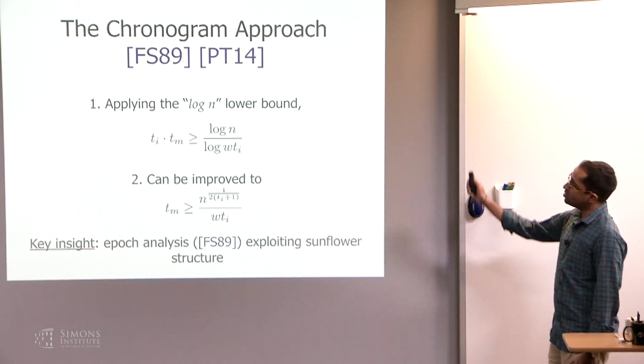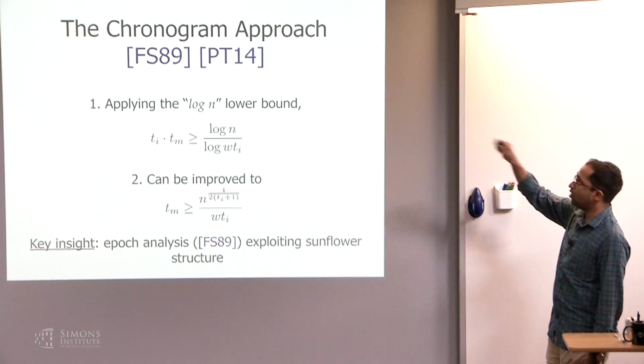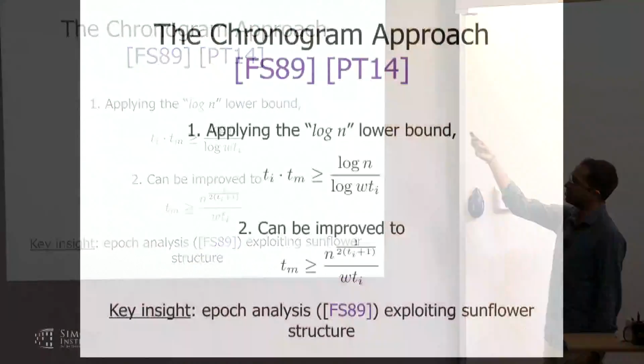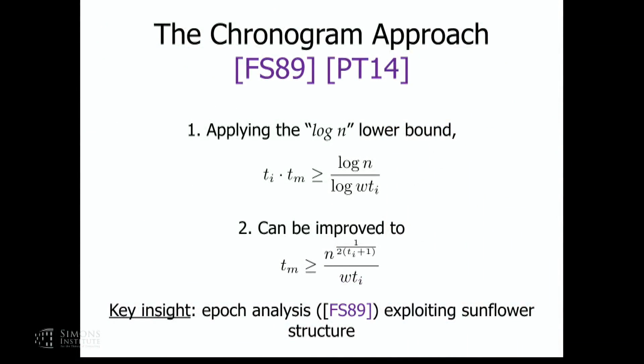So you can use ideas from the chronogram approach of Fredman and Saks, along with the reduction from Pătrașcu and Thorup, where they show that to compute the kth smallest element, even in the adaptive case, you have a log n lower bound. So plugging that in would give you a lower bound where the product of the time for insertions and the time for median is at least log n.